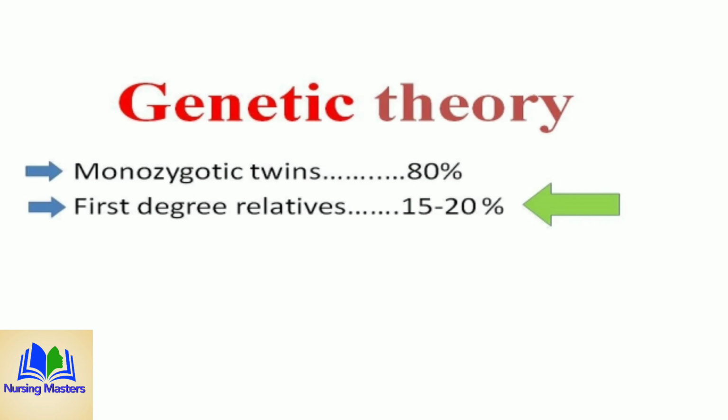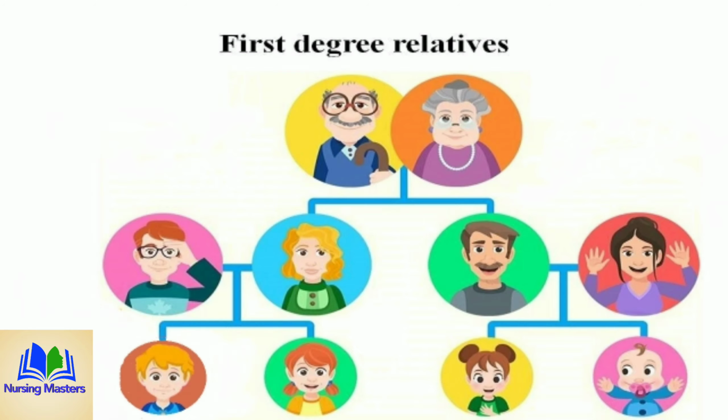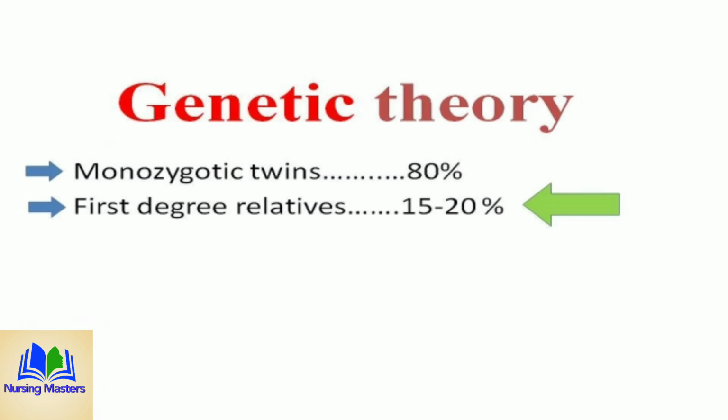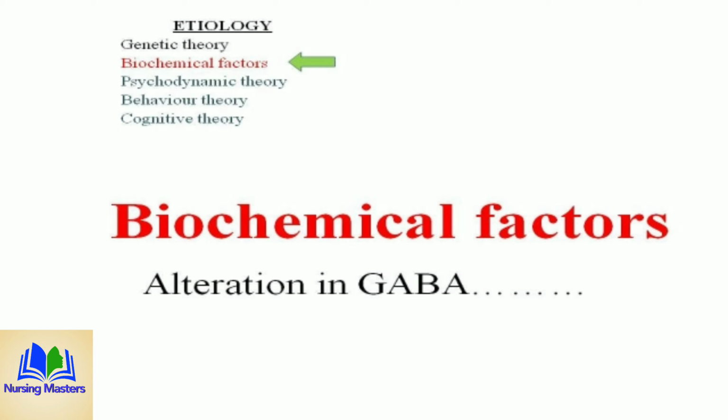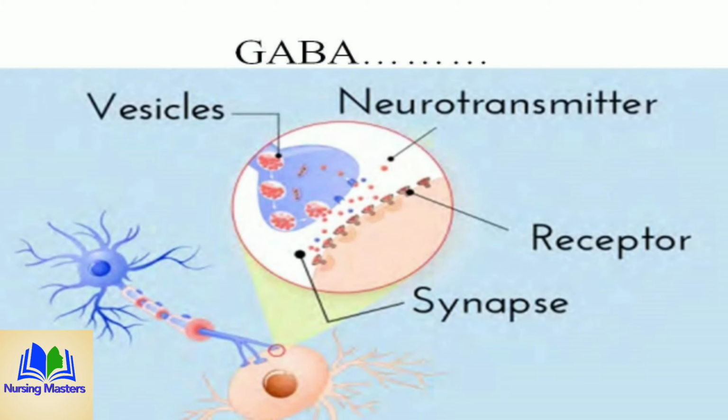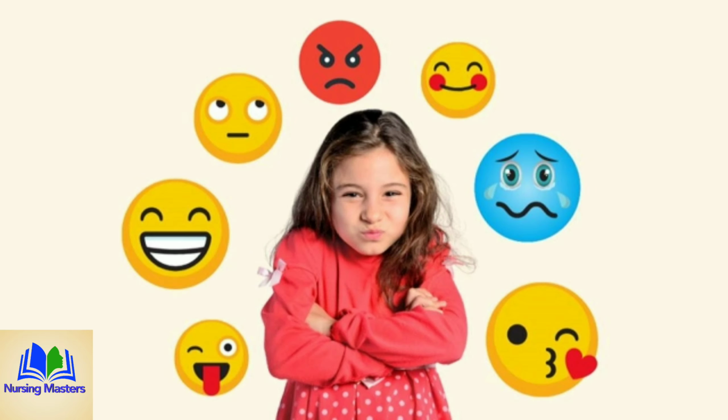Next is first degree relatives. First degree relatives may be our parents, siblings, or our children, to whom we have a blood relationship. If any such first degree relative is affected, there may be a 15 to 20% chance of getting this disorder. Next is biochemical factors. In this, alteration in GABA level will lead to panic disorder. GABA is a neurotransmitter which is responsible for maintaining our mood. Any variation in GABA will lead to mood disorder, and it may produce anxiety.